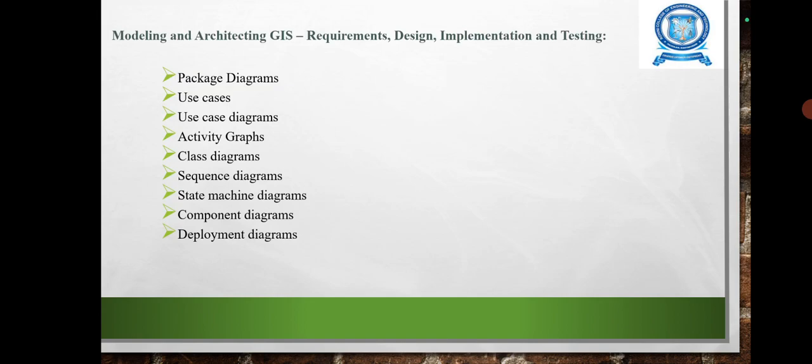The next one is the component diagram. It shows the interaction of every component with each other. The next one is the deployment diagram. It shows the way applications are deployed, including hardware and related infrastructure.